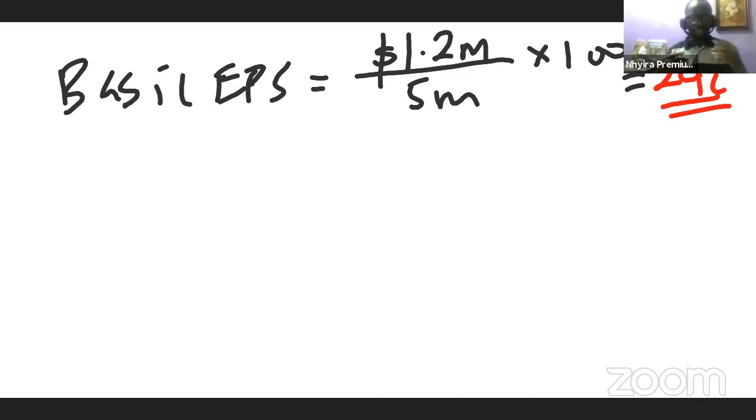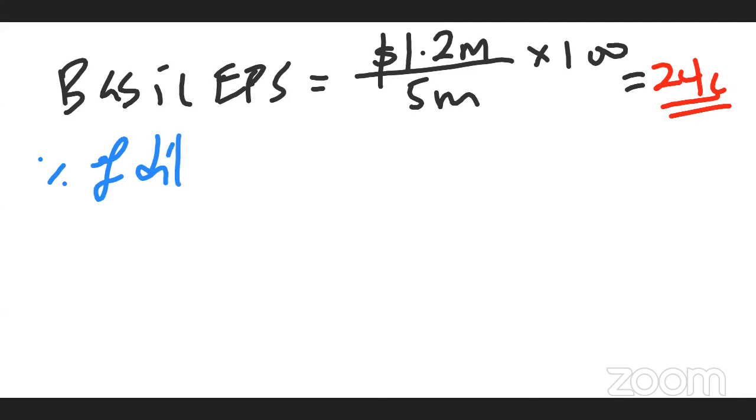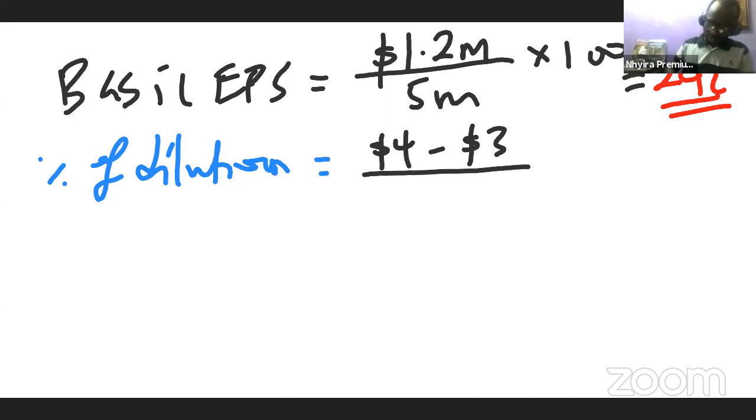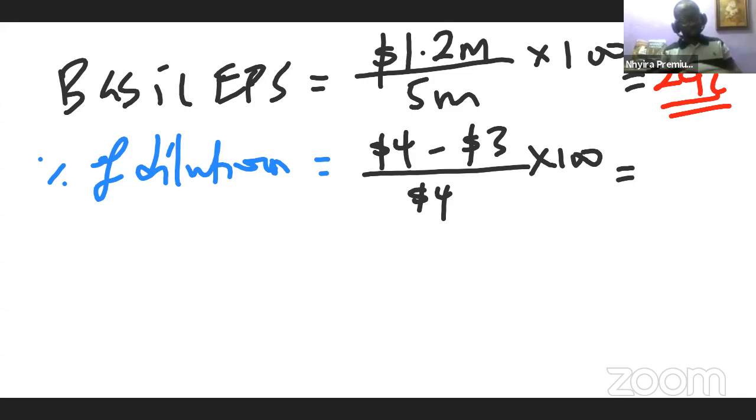So we said we follow 3 steps. Number 1, you calculate the percentage of dilution. So our percentage of dilution is going to be the current share price, which in the question we were told was $4, minus the exercise price of 3, divided by the current of 4 times 100. So let's punch that out. That's 1 over 4 by 100, that's 25%. So that's the first step.